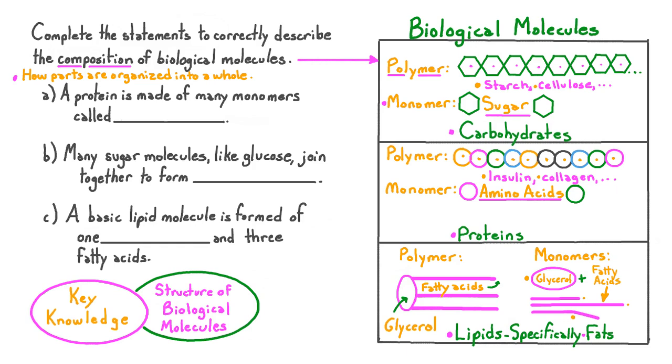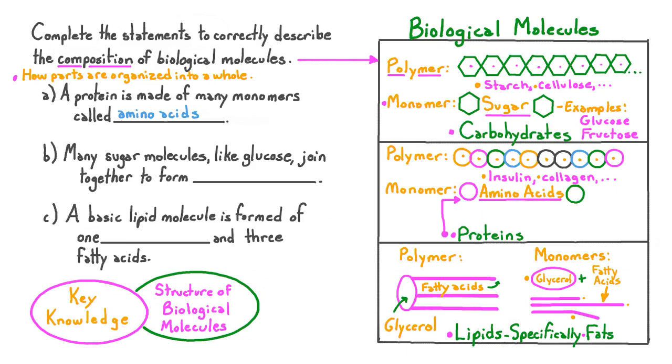And it looks like we're ready to complete the statements in the question. Statement A says, a protein is made of many monomers called blank. If we look at our table down here, proteins have a monomer unit called amino acids.